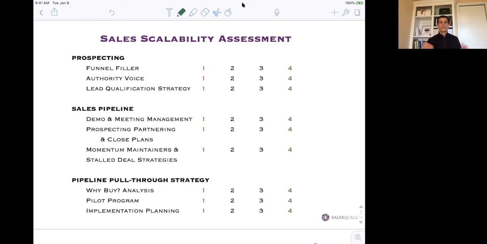So next one down, sales pipeline, prospect partnering, close plans. Think of this as, how good are we, once we get into that sales conversation and get that deal into the pipeline, at moving it from salesperson and buyer to, hey, this looks like this product could really solve our problem. Let's work together to push this through our buying process. Let's get procurement involved. Let's get the technical people involved. Let's figure out that implementation plan.